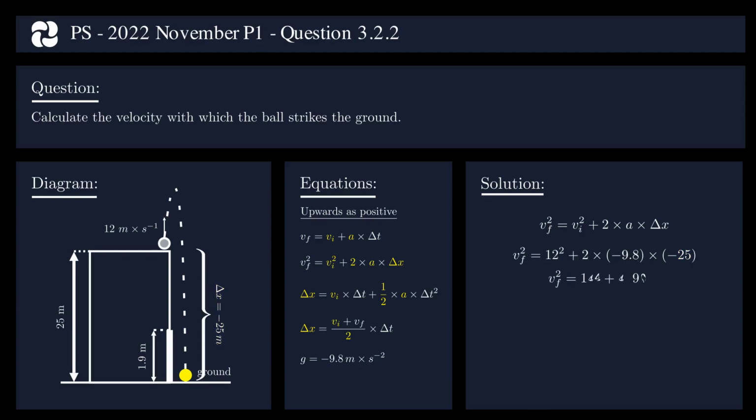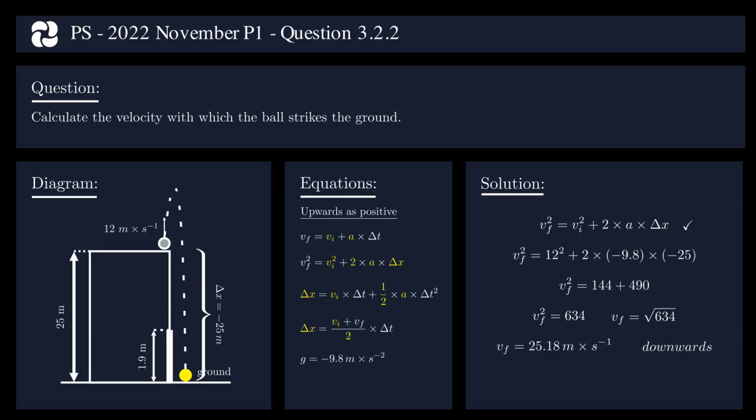Square of 12 is 144 and 2 times minus 9.8 times minus 25 is equal to 490. Square of the final velocity is 634. Final velocity can be calculated by taking the square root of 634, which is equal to 25.18 meters per second. Velocity is a vector quantity, therefore we have to specify that its direction is downwards as well.